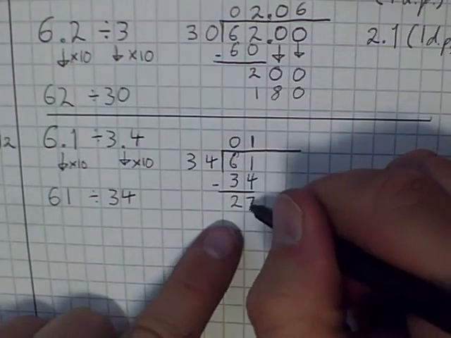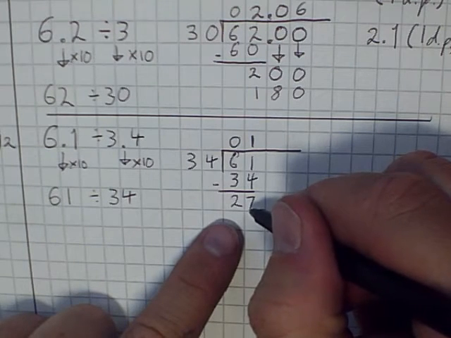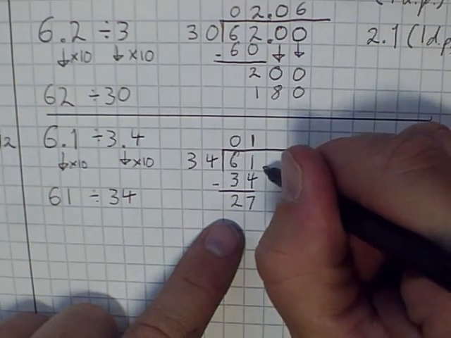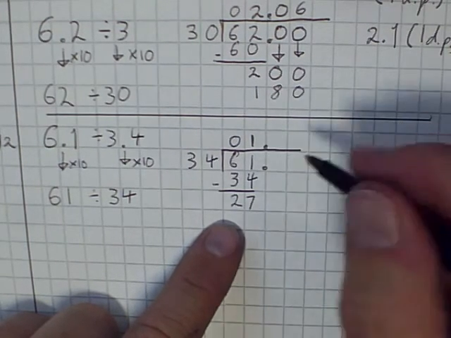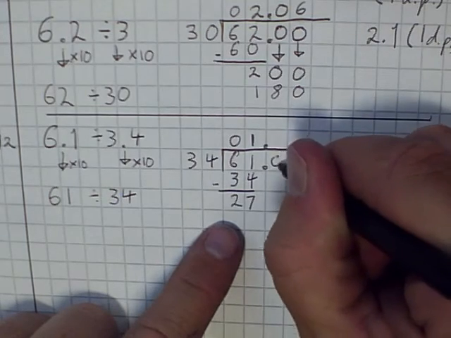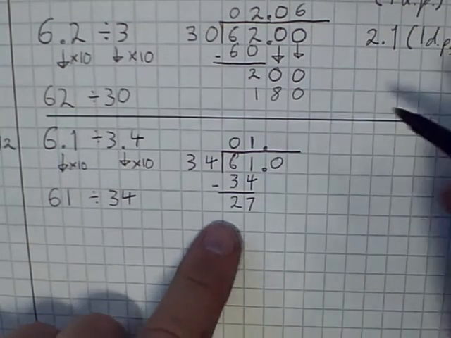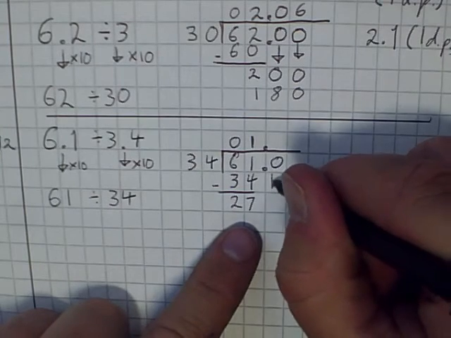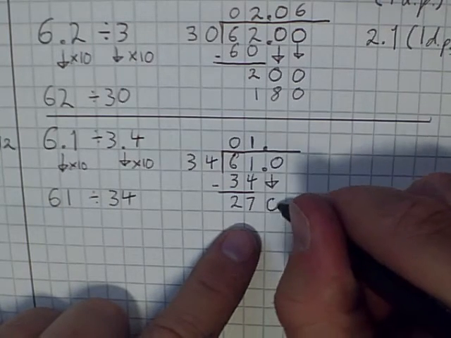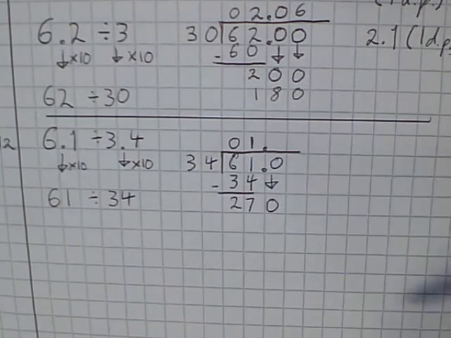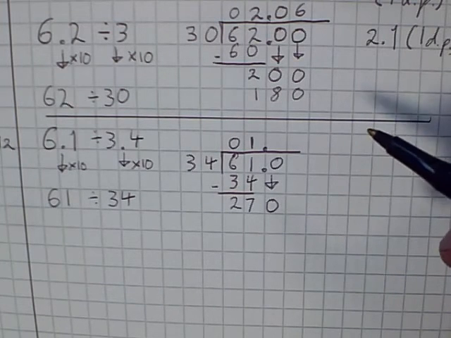Now 34 doesn't go into 27, so here again is my key step. I'm going to add in the decimal point below and above, and add in my 0, because it's the same as 61.0. I'm then going to bring that down, and I'm going to say how many 34s go into 270.